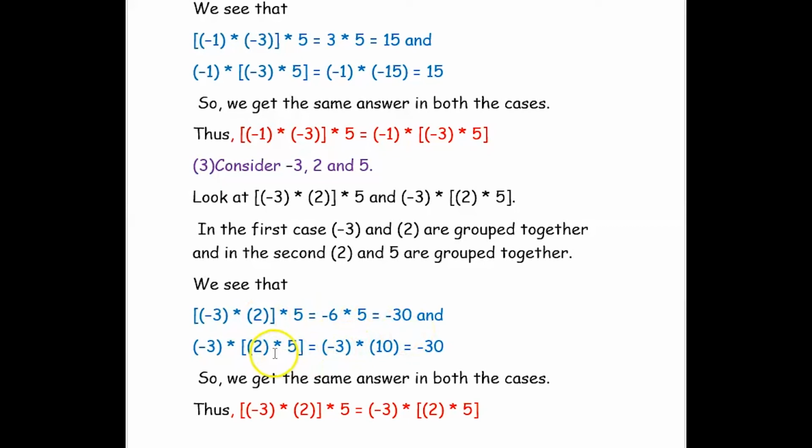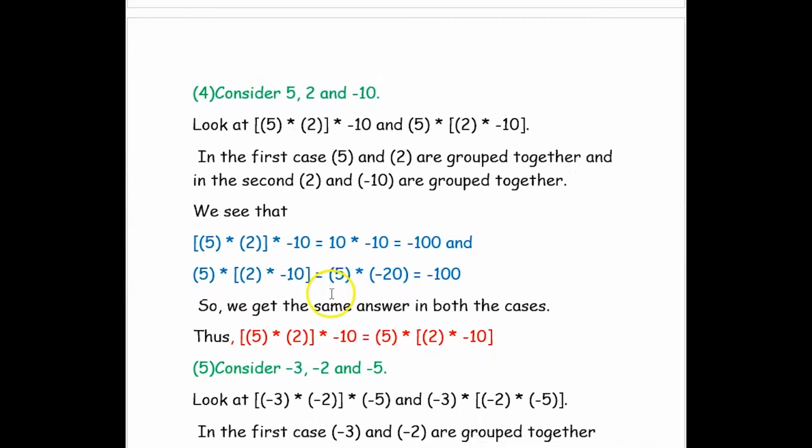Then we are grouping 2 and 5. So negative 3 into 2 into 5. So first we will do the numbers inside the parenthesis. So 2 into 5 is 10. Then negative 3 into 10 is negative 30. So here also we will get the same answer in both the cases. So we can write negative 3 into 2 into 5 is equal to negative 3 into 2 into 5.